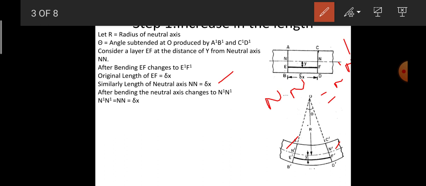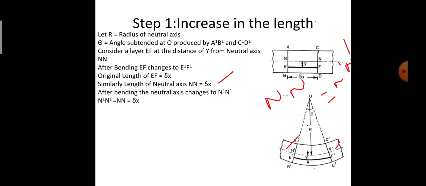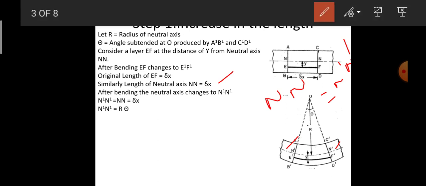Theta was the angle subtended at O. As per the arc theorem, arc is equal to the product of radius and angle subtended. With this mathematical theorem we can directly state that N dash is equal to R times theta.